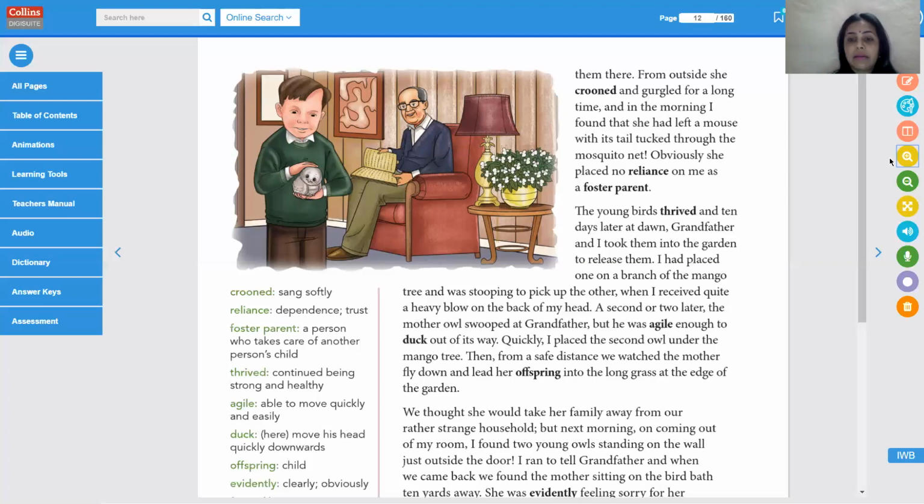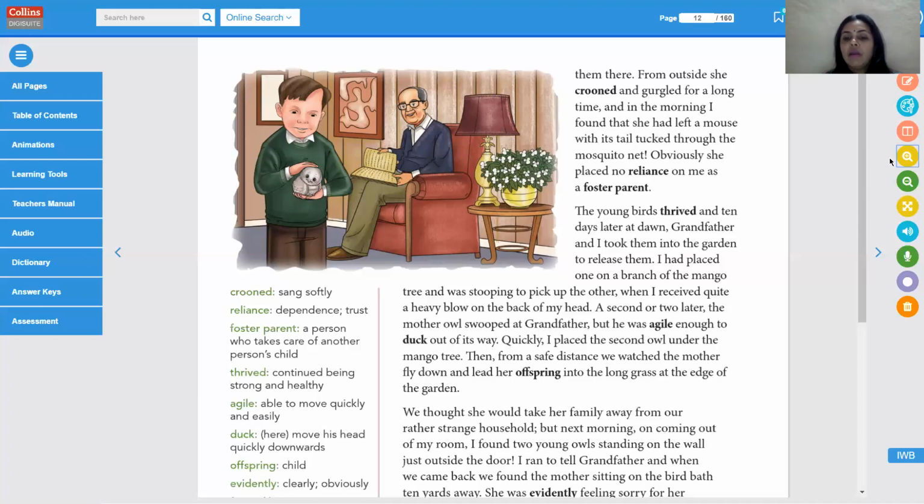They wanted to release them. They thought that it is just by chance they had dropped from the pipe, and maybe by chance they had come there. So what they can do is release them. And that is why this boy placed one of the owlets near the branch of the mango tree, and was stooping to pick up the other one. He was going down to pick up the other one, but then suddenly what happened?